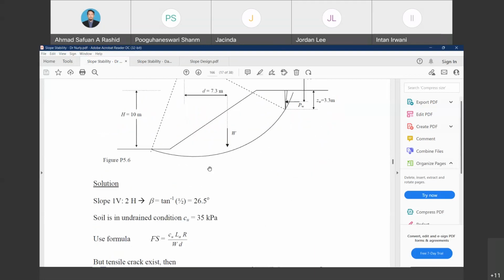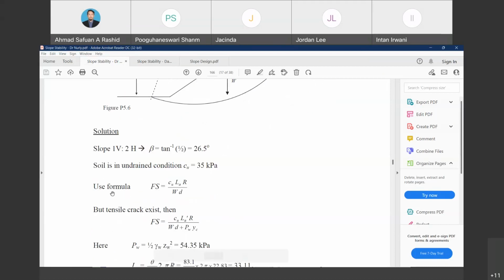The angle of the slope is 26.5 degrees, based on 1 to 2, 1 vertical to 2 horizontal. The undrained cohesion, Cu, is 35. Then it's not proper to use the usual formula. We need to use the formula that accounts for a tension crack.